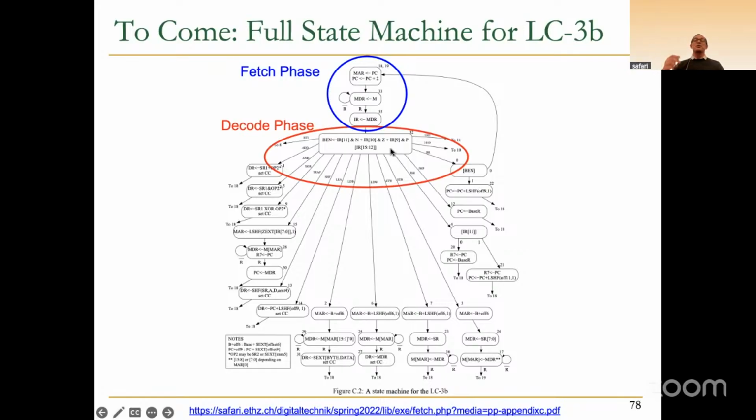And each of those opcodes have a different thing to do. For example, if the opcode is add, in the next state, you do this. You add SR1 to SR2, store the result in DR. And then you go to state 18, which happens to be the fetch phase. Right, so you go to the next instruction, basically. And you've already incremented the PC, you fetch the next instruction. Does that make sense? So this is the operation of an entire LC3B machine, which is a simple machine.